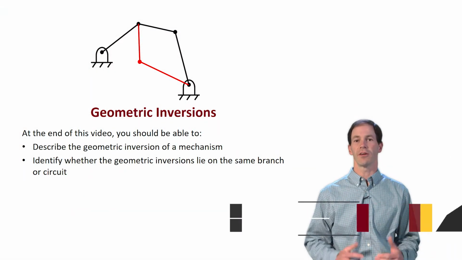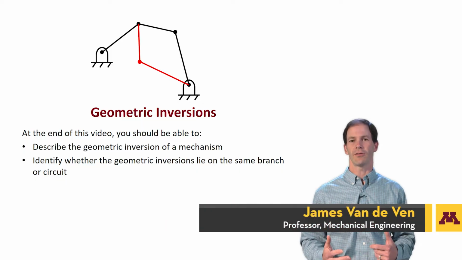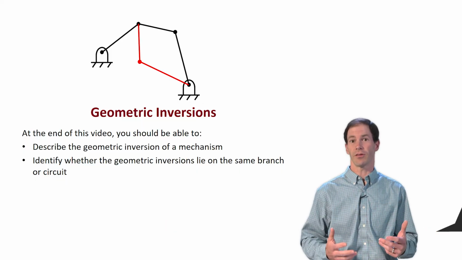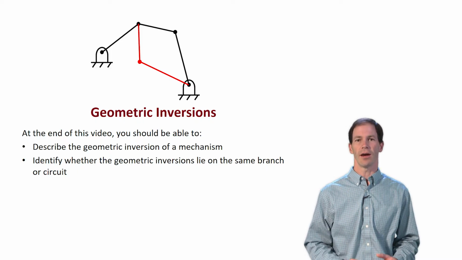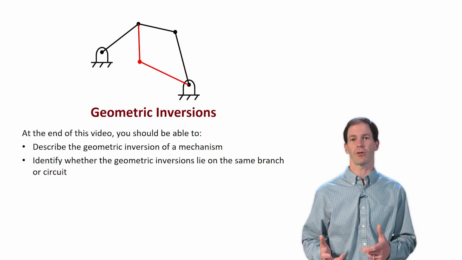So before we get to mechanism synthesis, we need a way to decide whether or not the mechanism we're going to synthesize is going to operate well. And there's quite a few different ways to do that. And the first one we're going to start off with is geometric inversions.